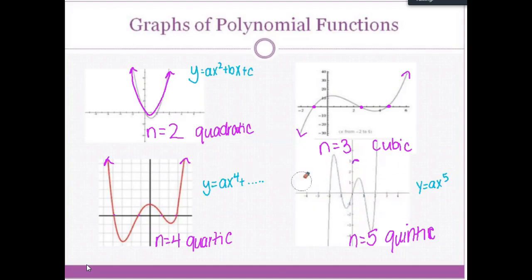Okay, I want you to look at the degrees that are even and the degrees that are odd, and tell me if there's anything you notice about the 2 graphs on the left that's different from the 2 graphs on the right. Good, cool? Yeah. Awesome. So even both end in the same direction, either both up or both down.